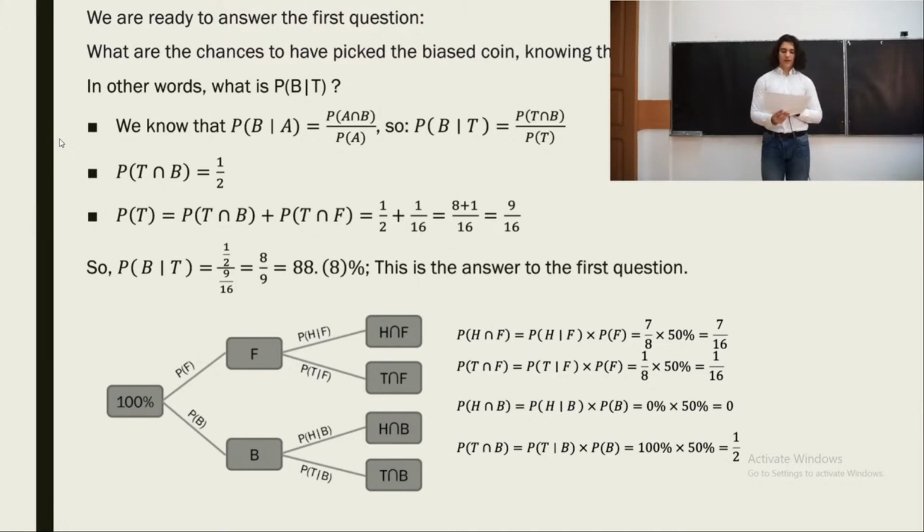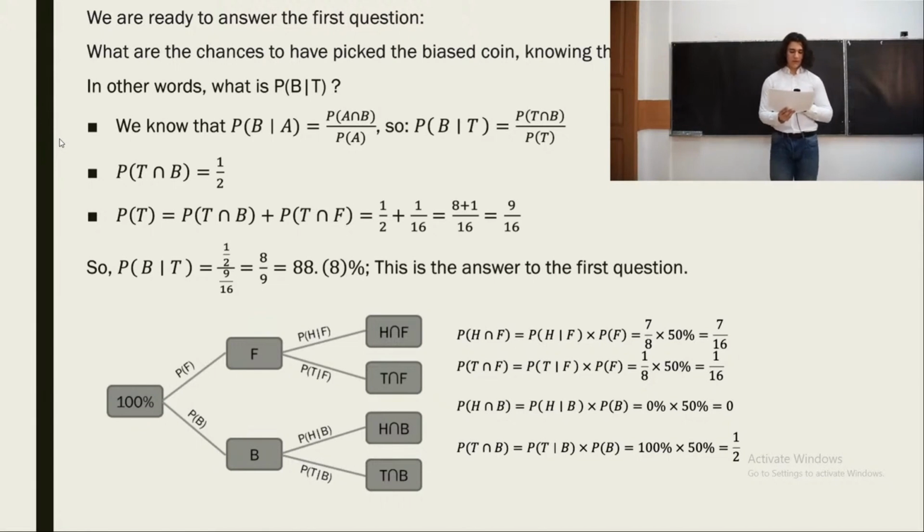What are the chances of having picked the biased coin, knowing that it landed on tails 3 times in a row? In other words, what is P of B given T? We know that P of B given A is P of A and B divided by P of A. So P of B given T is equal to P of T and B divided by P of T. P of T and B is equal to 1/2.